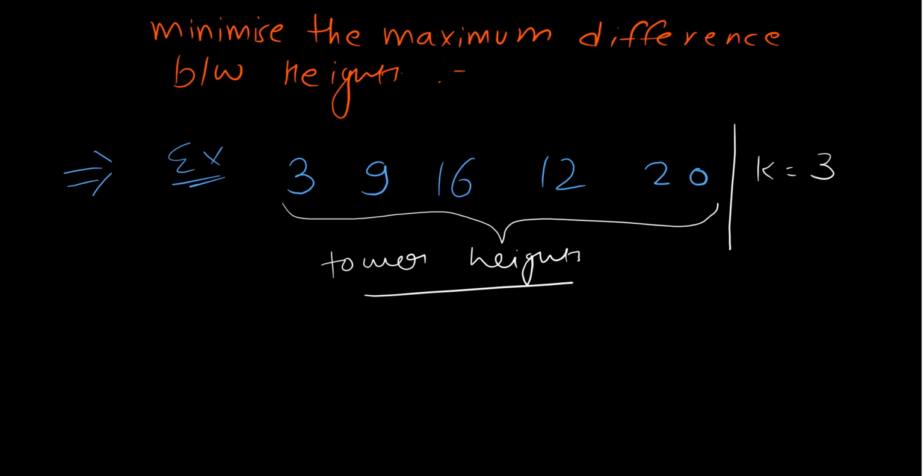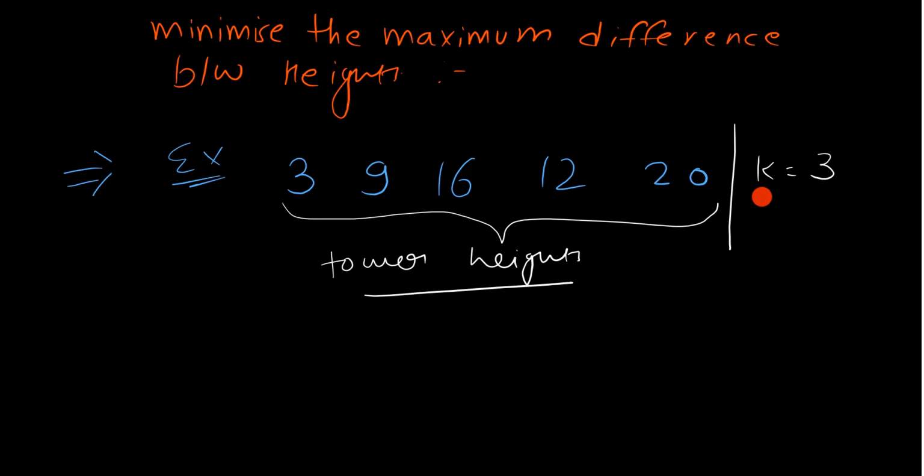Today we are going to solve this problem, minimize the maximum difference between heights. So first of all, let's understand the problem. We are given an array in which each element represents the height of a tower. Along with that we are given yet another value k.